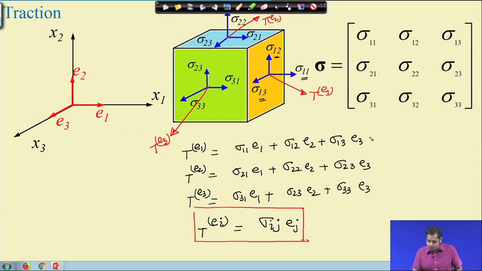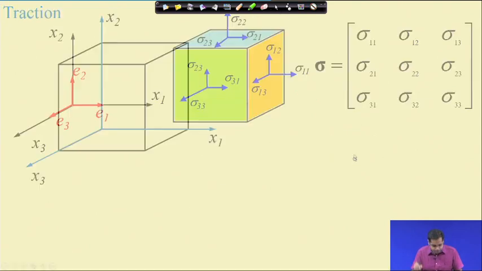So, this gives you traction on this plane, this gives you traction on the plane defined by E2, and this gives you traction on the plane defined by E3. So, TE1, TE2 and TE3 are the tractions on different planes which are defined by E1, E2, E3 respectively. Okay. Now, this directly comes from the representation of stress, right. So, this definition, this expression we will be using shortly, this index notation.